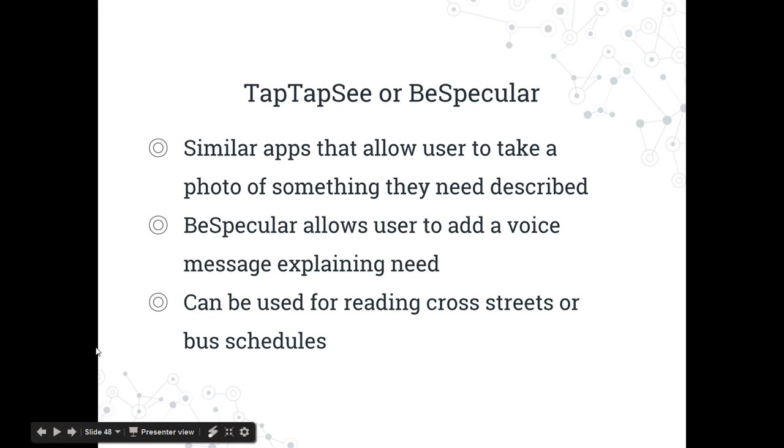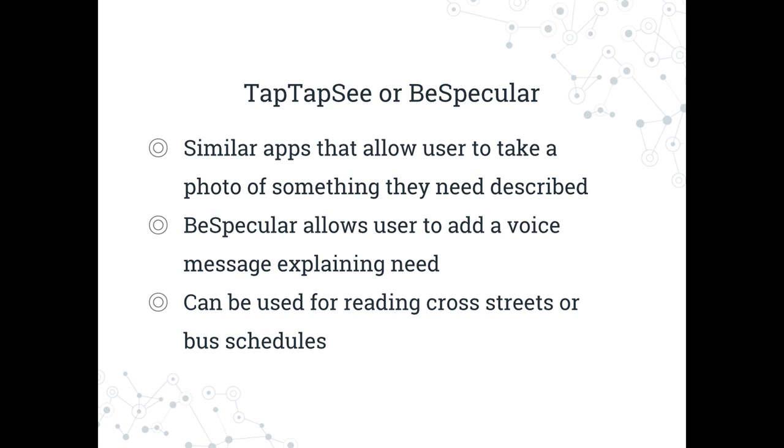Okay, TapTapSee or Be Specular is very similar, except that instead of video, it uses photos. That can be nice because you may not always need to connect a video call, or may not have the best connectivity where you can stream a video call. This is available on both platforms, and there are two different apps.